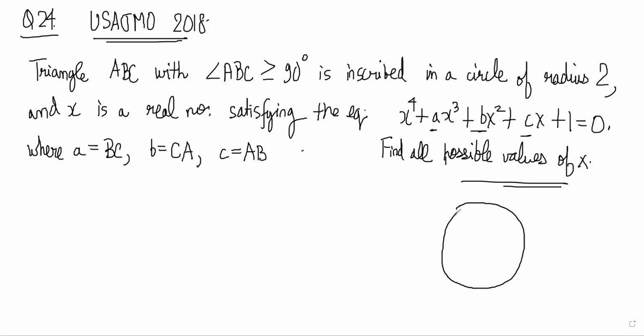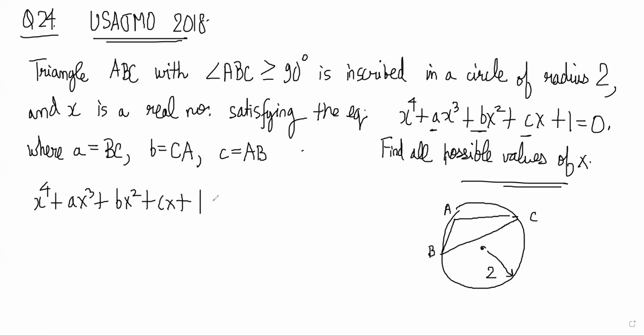If you have a circle of radius 2, the triangle is somewhere inside. Let me draw a better figure. Something like this, A, B, C, and the circle has radius of 2. Right? The triangle is inscribed inside the circle. We have to somehow solve this problem, solve the equation for x. Right? Let's think about the expression that we have here. x power 4 plus a x cube plus b x square plus c x plus 1 equals 0.